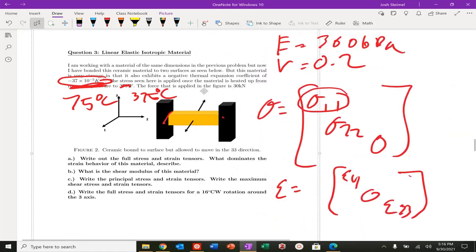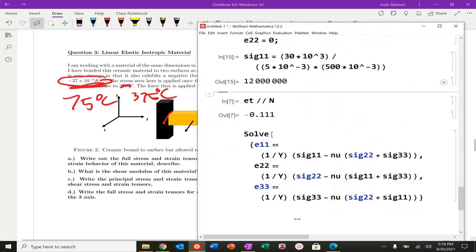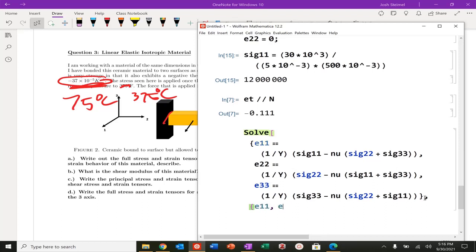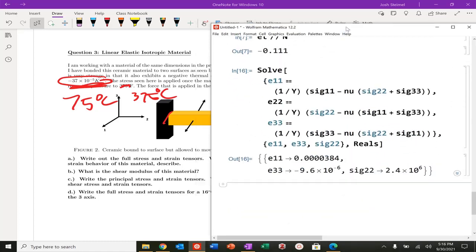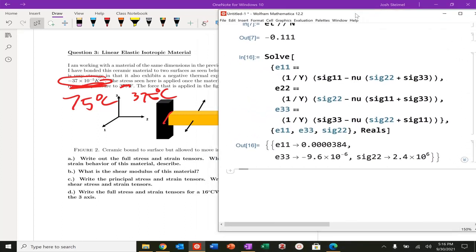So I know my sigma 11. But I don't know my sigma 22, my epsilon 11, and my epsilon 33. Three equations, three unknowns. So let's solve for those. I'm going to solve for epsilon 11, epsilon 33, and sigma 22, and let's do reals, even though we know we're going to get those values. And does this make sense? If I'm looking at my material, it is expanding in that 1, 1 direction, which is great. So there should be a strain that luckily I think is able to overcome that stress value.